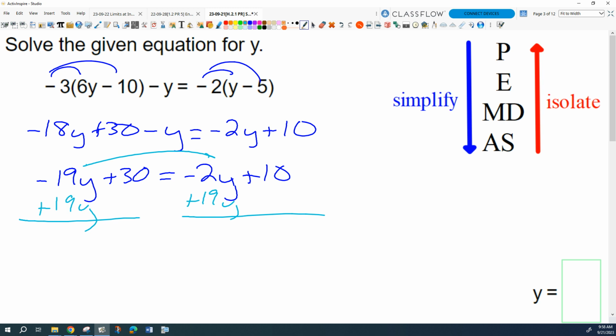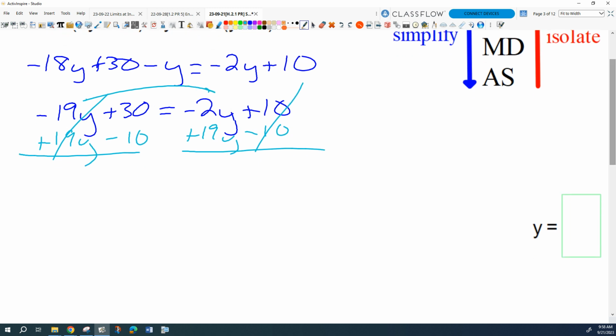If I want to push the variables to the right, where do I want to push the constants, the numbers? To the left, right? Because I want to ultimately just isolate that variable. So then we'll subtract 10 from both sides at the same time. So we're canceling those guys and we're canceling those guys, right? And then what do we have? Now we've got 20 equals what, 17y.